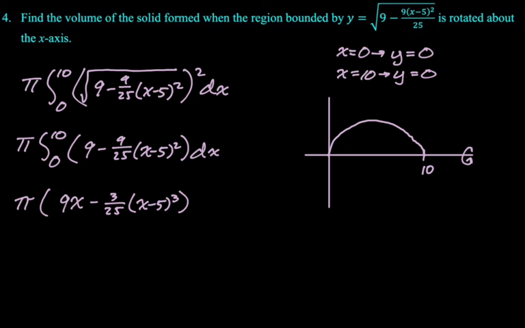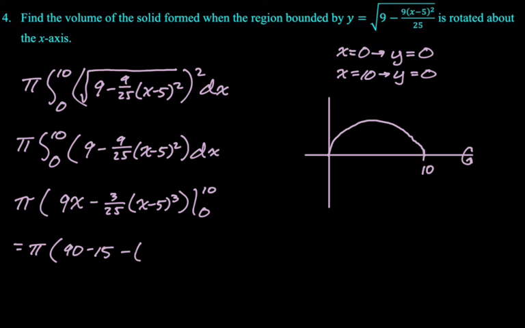Okay, now we're evaluating from 0 to 10. When we plug in 10, we get 90. And then when you plug in 10, you get 5. You get 5 cubed divided by 5 squared, which is 5 times 3, so you get 15. I don't know why that took me so long.